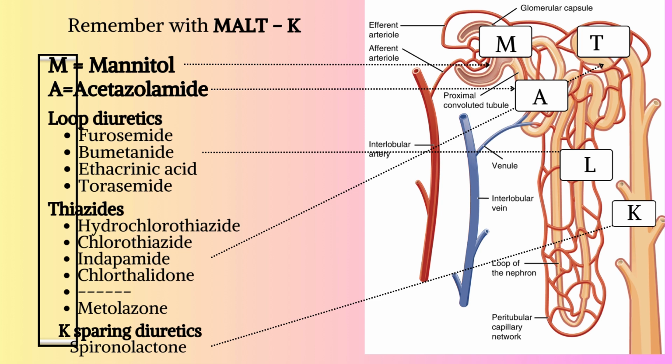Finally, we have K for potassium-sparing diuretics, such as spironolactone. It blocks aldosterone and increases sodium and water excretion while preserving potassium. It can be used in combination with other diuretics and is useful in conditions where aldosterone is involved, such as heart failure, hepatic cirrhosis, and nephrotic syndrome.